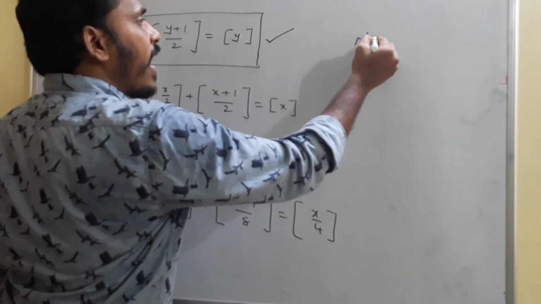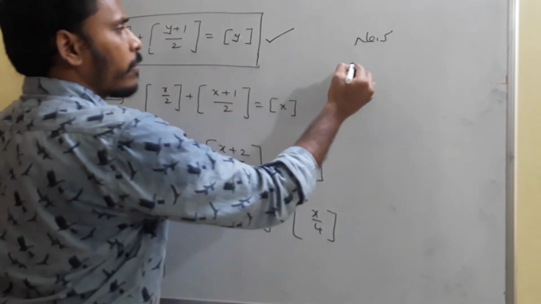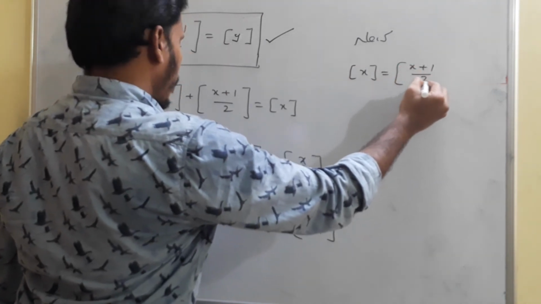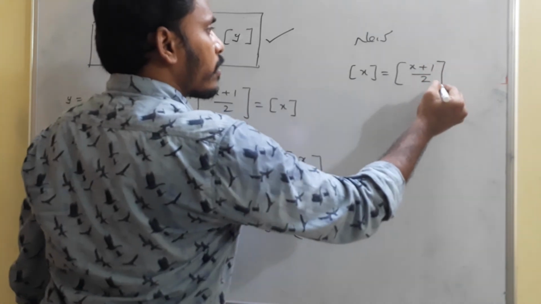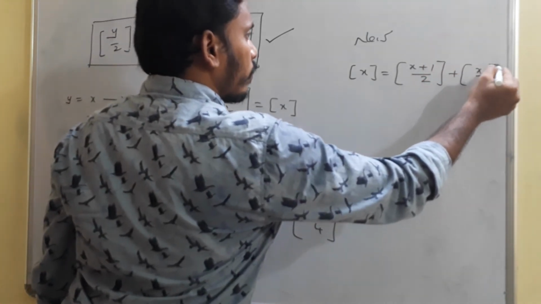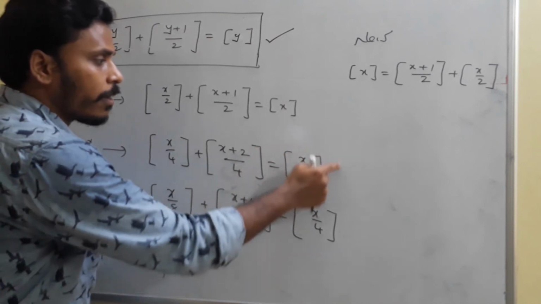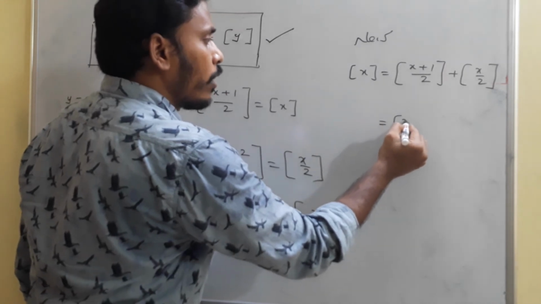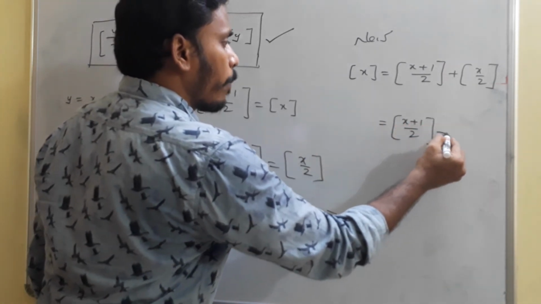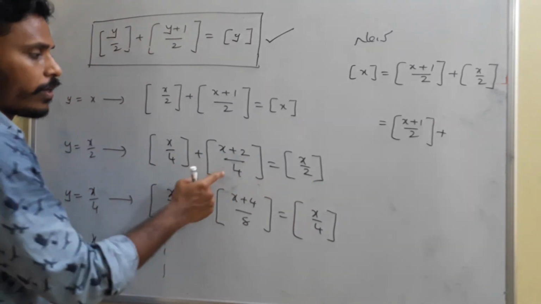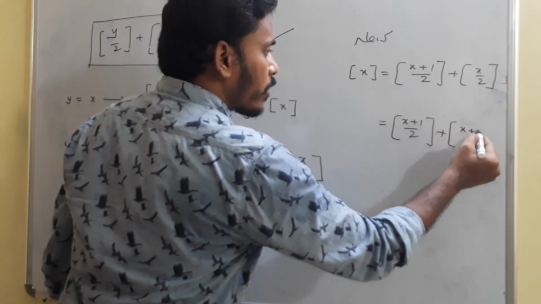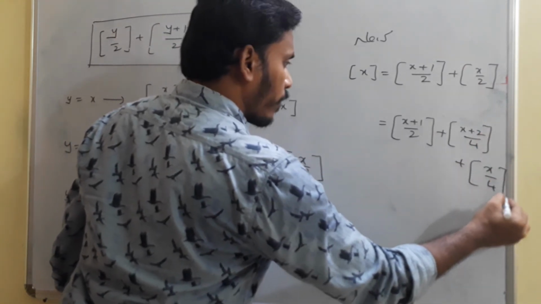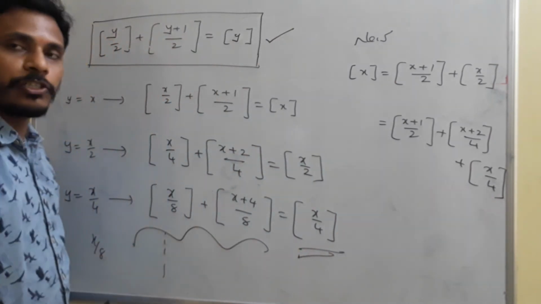And now you just add everything. You just start with this floor x. Floor x is equal to floor of x plus 1 by 2 plus floor of x by 2 from this first statement. Now replace floor of x by 2 with this. If you replace, what you will get? This is equal to floor of x plus 1 by 2 plus, for x by 2, the sum of these two terms. First write it: floor of x plus 2 by 4 and then plus floor of x by 4. And again replace floor of x by 4 with this summation.